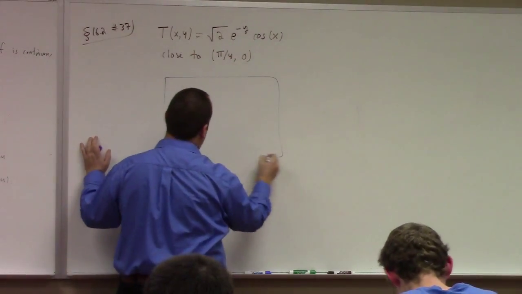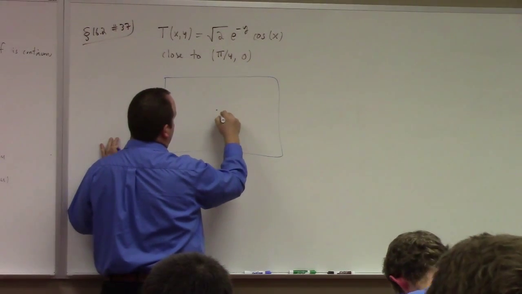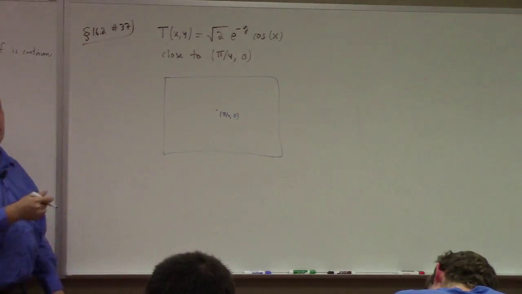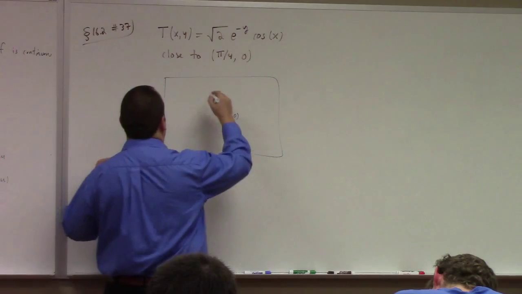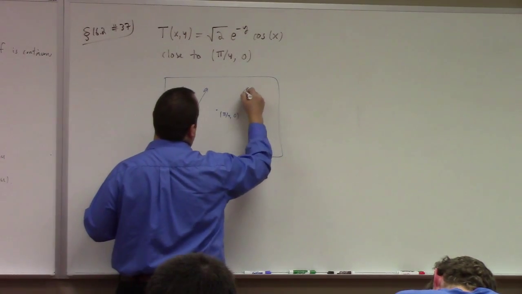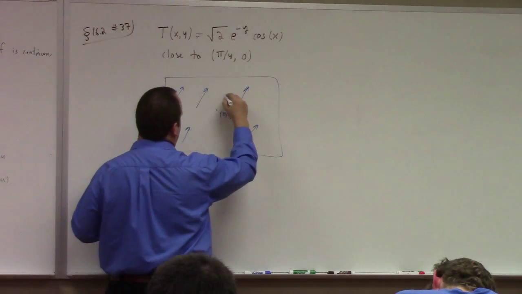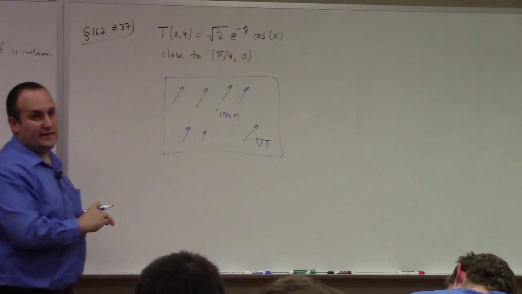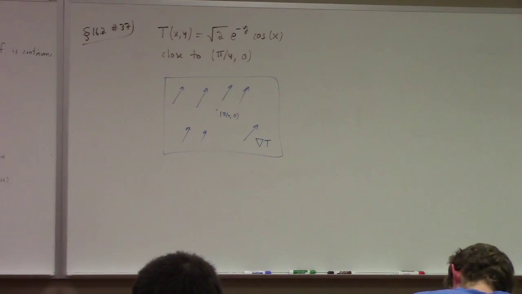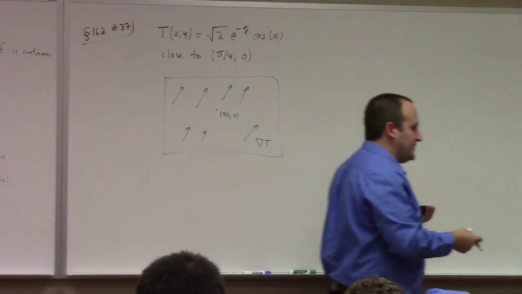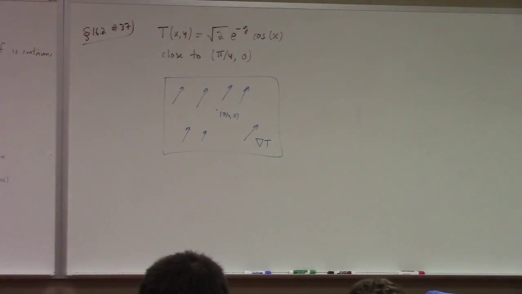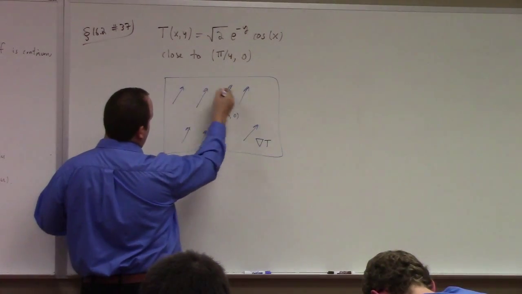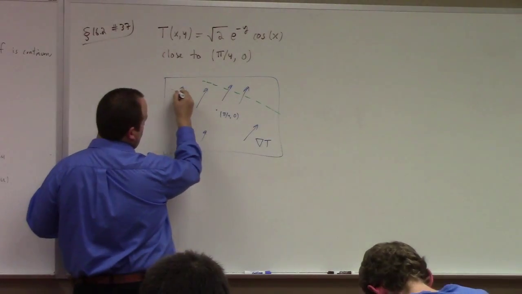So here's the context. Just put it in a box. Here's the point, pi over 4, 0. And the gradient vector field looks something like this, I don't know exactly. Here I'm plotting the gradient of T. If that's the gradient of T, then what are the level surfaces here? What happens if you set T of x, y equal to a constant? You don't get a level surface, you get a level curve. So the level curves are looking something like this.